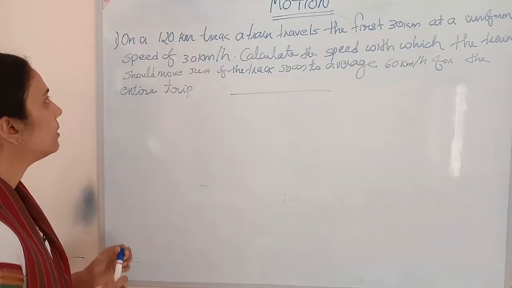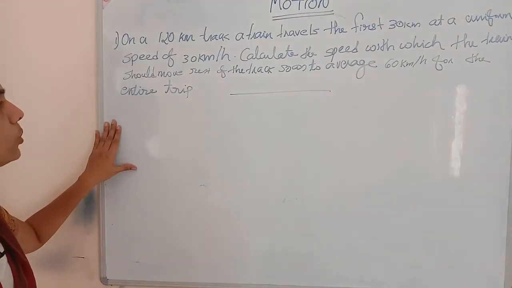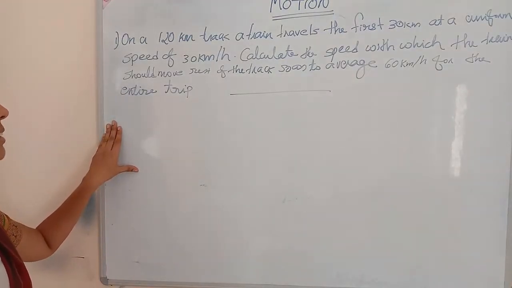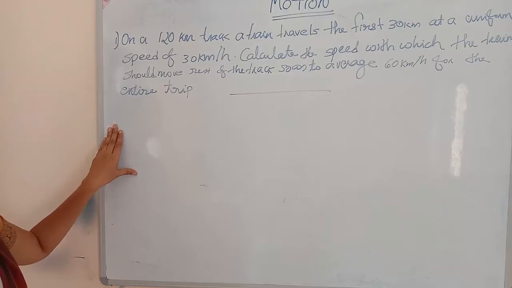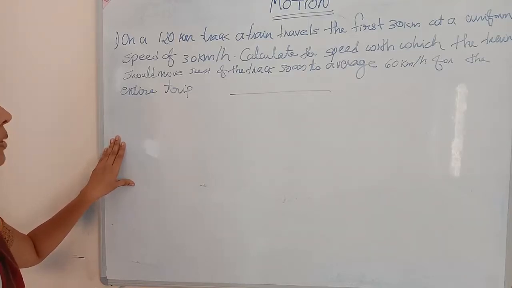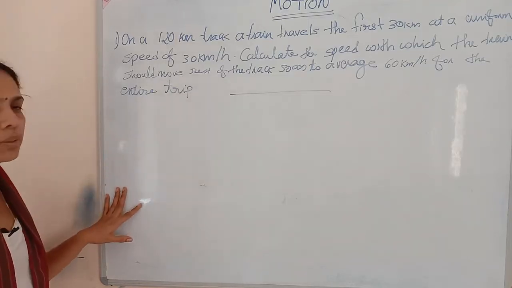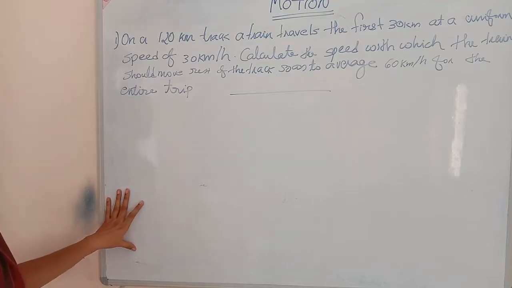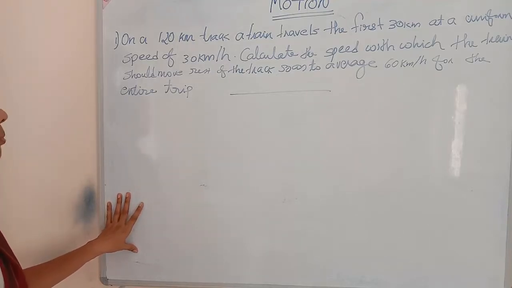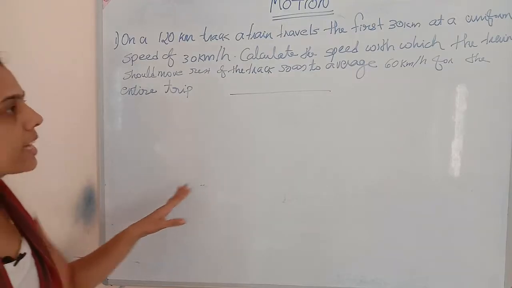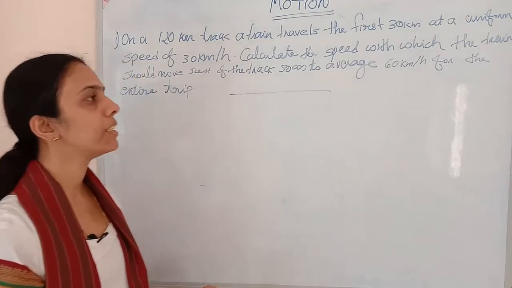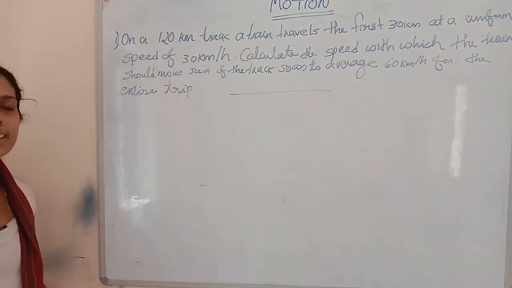So here, on a 120 kilometer track, a train travels the first 30 kilometers at a uniform speed of 30 kilometer per hour. Calculate the speed with which the train should move on the rest of the track so as to get an average of 60 kilometer per hour for the entire trip.